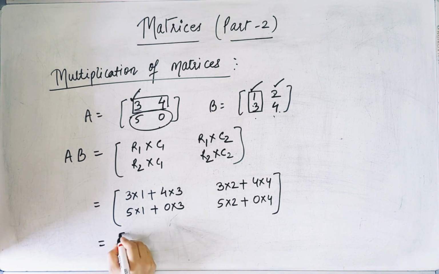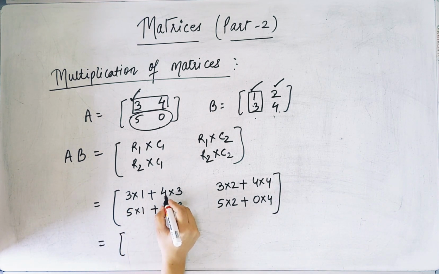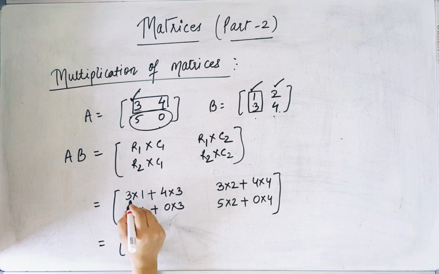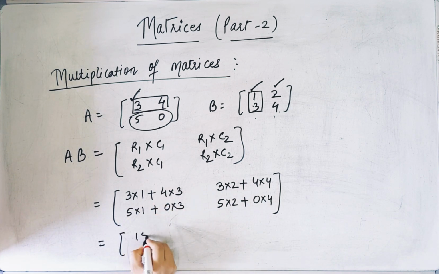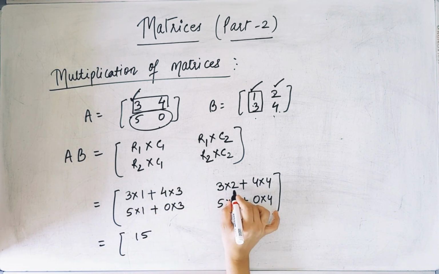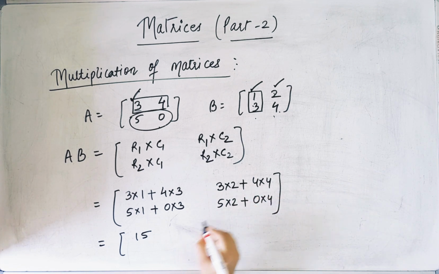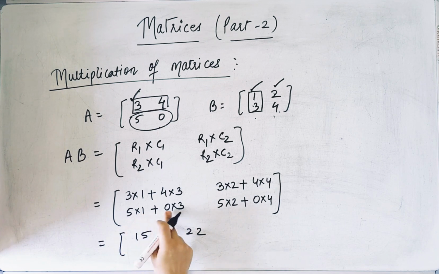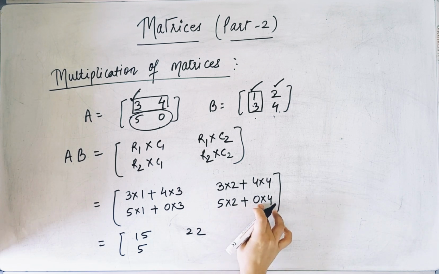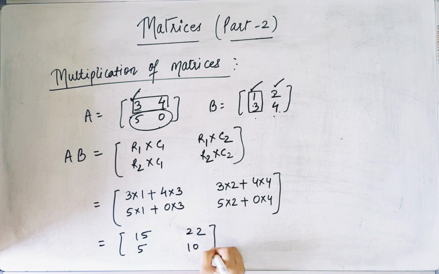So answer will be 3, and here 4 3s are 12. 3 plus 12, I'll get 15. 3 2s are 6 and 4 4s are 16. 6 plus 16 is 22. 5 1s are 5. 0 into 3 is 0. 5 plus 0 is 5. 5 2s are 10 plus 0. So this will be 10.